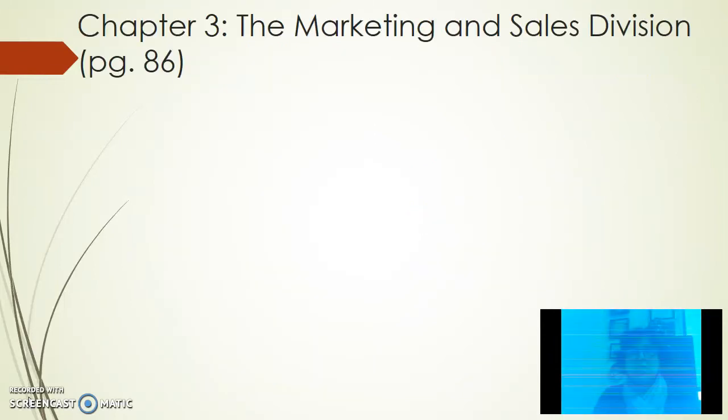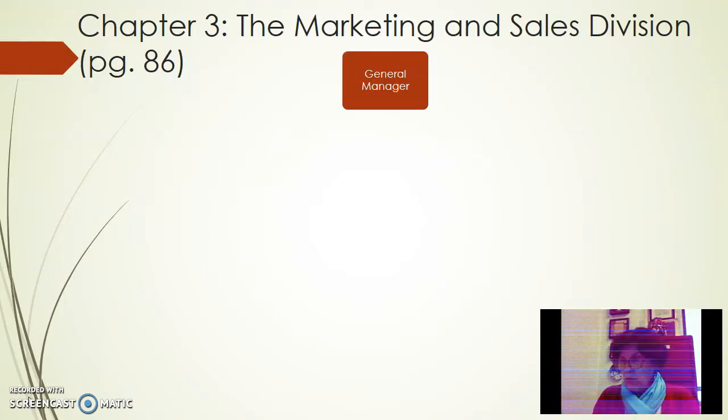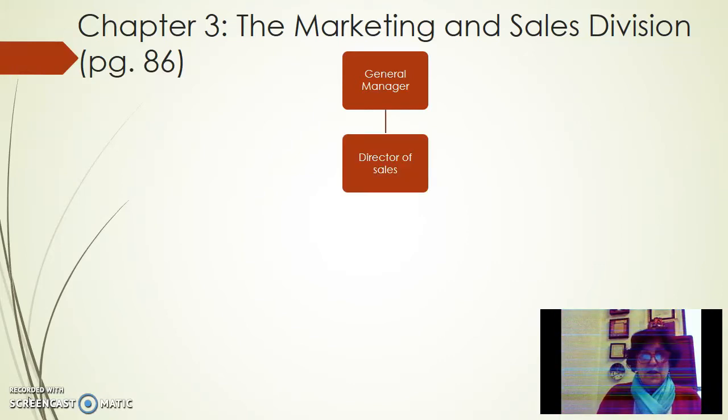So here we are, the marketing and sales division found on page 86. People want to know what are the positions typically found in the marketing and sales office of a mid-sized property. Mid-sized to me is 200, 250 rooms and over. Of course, we always have a general manager. Then you have a director of sales.